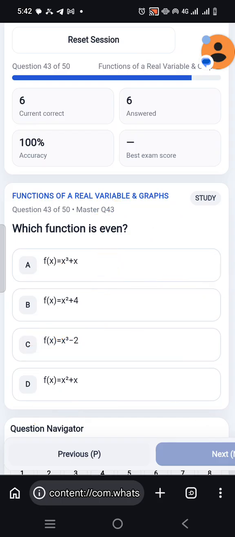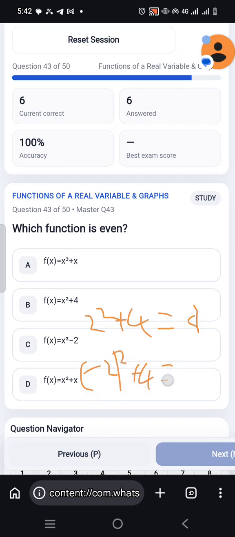So for s squared, if you do 2 squared plus 4, that will give me 8. When you do minus 2 squared plus 4, that will give me 8 as well. So it's an even function. You should know s squared is an even function, so this 4 is not affecting it. But for an odd function, if it has a constant added, it will not give you the same thing.